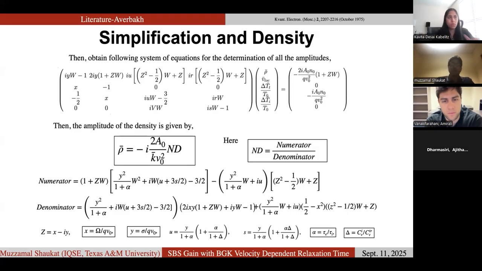And this numerator over denominator is a simple factor which depends on the frequency of the phonon, the translational relaxation time, or the ratio of these two relaxation times of the internal inelastic or elastic collisions, and the specific heat. You will see this alpha term, delta, x and y in all these expressions. Another term is the w, which is the error function, which is defined. And z is, of course, x minus iy. Everything is included here. This expression looks very simple.